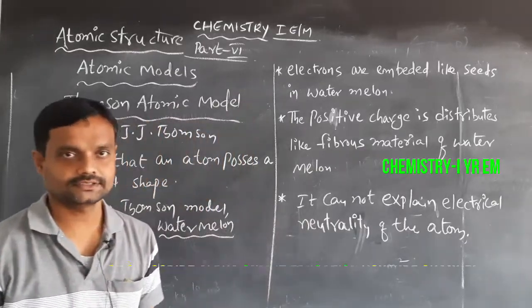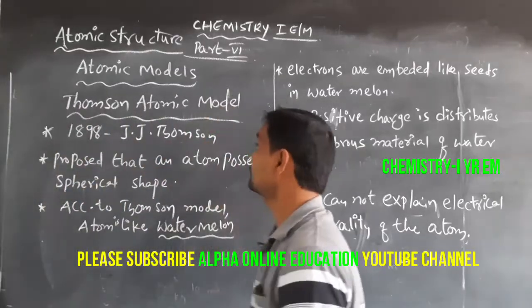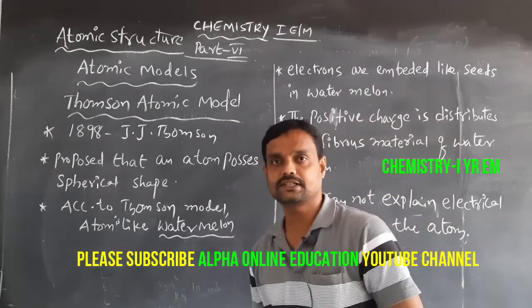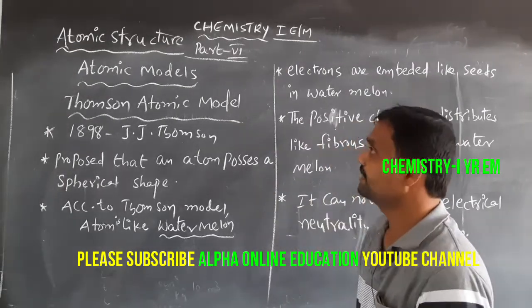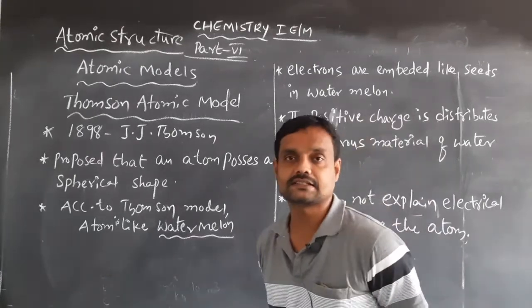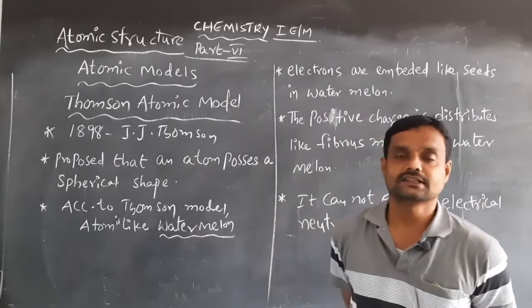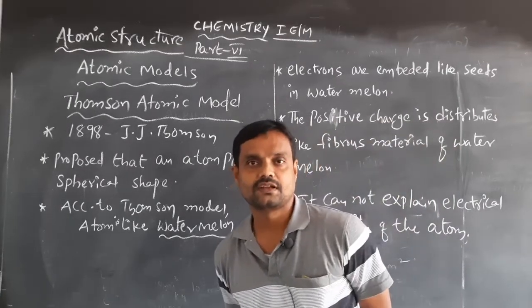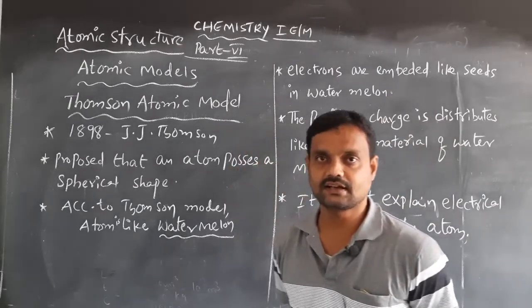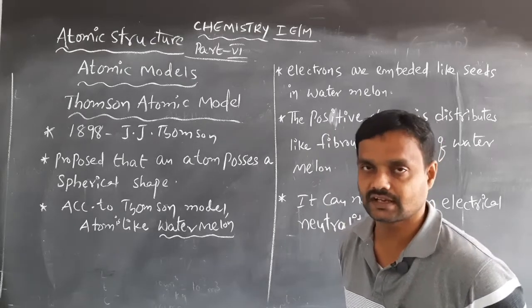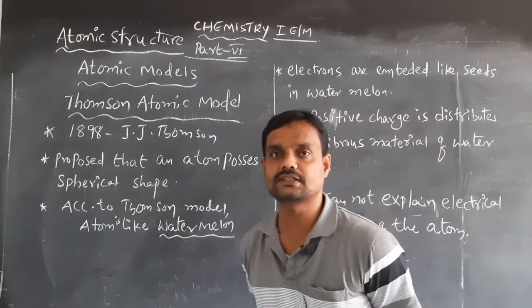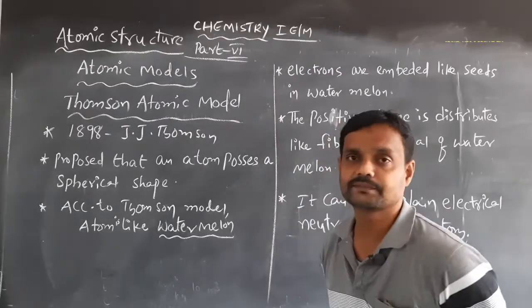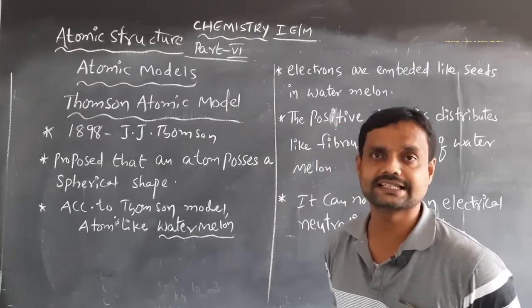Okay, dear students. In first year chemistry, we are discussing the chapter on atomic structure. Previously in this chapter, we discussed the fundamental particles present in an atom, or subatomic particles. They are the electrons, protons and neutrons. And we already discussed the arrangement of these particles in an atom.